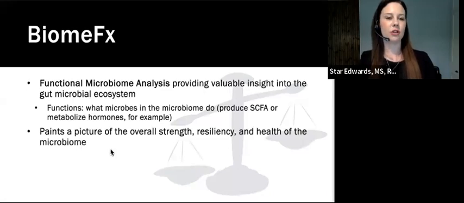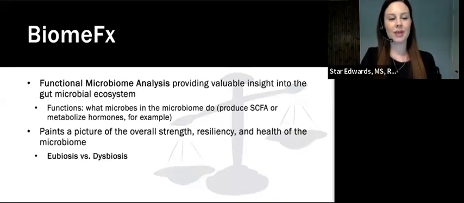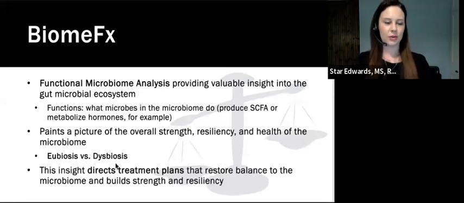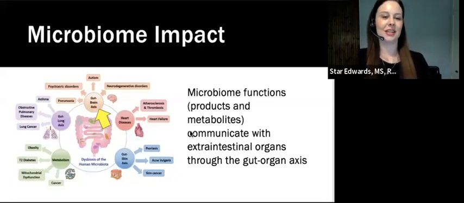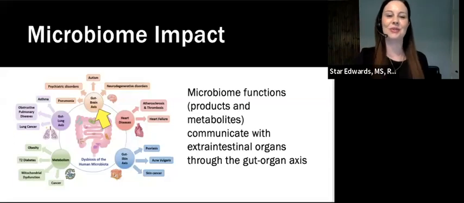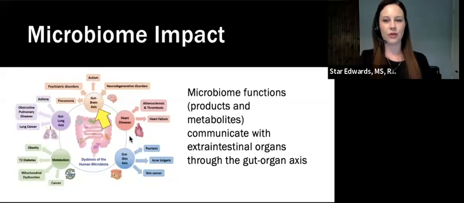BiomeFx paints a picture of the overall strength, resiliency, and health of the microbiome. It's telling us if there's eubiosis or balance versus dysbiosis or imbalance. And this insight is going to direct treatment plans that restore balance to the microbiome and build strength and resiliency. So the functions of the microbes, these are products that they make, byproducts, metabolites. These communicate with extra-intestinal organs. I love that word because it sounds like extraterrestrial, but it's extra-intestinal organs through what we call the gut organ axis, including the gut-brain axis, which is where we're focusing on today.